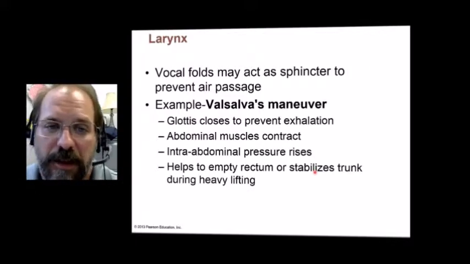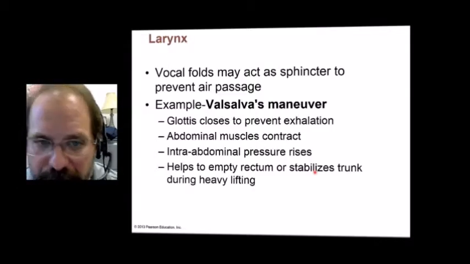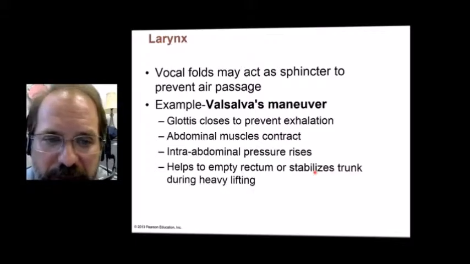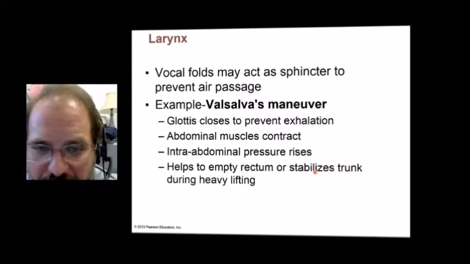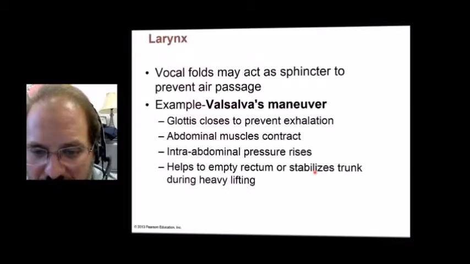So as we mentioned, something worth elaborating on here. The vocal folds can close, and when they close, they essentially trap air in the rest of the conducting zone in something called Valsalva's maneuver. You can close the glottis, trapping the air in the thorax and actually giving the abdominal muscles a base on which to contract.